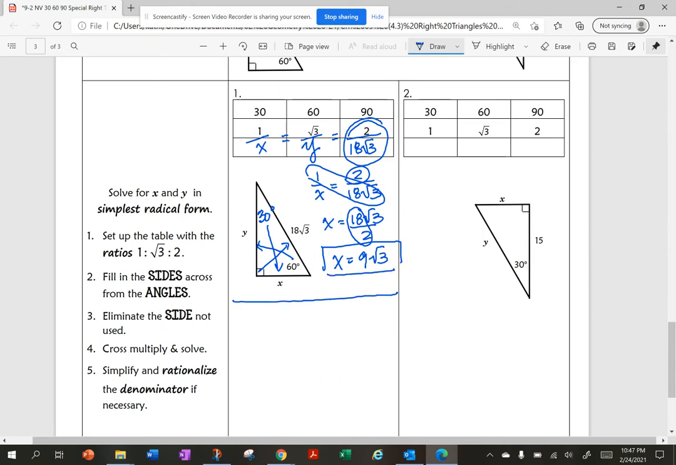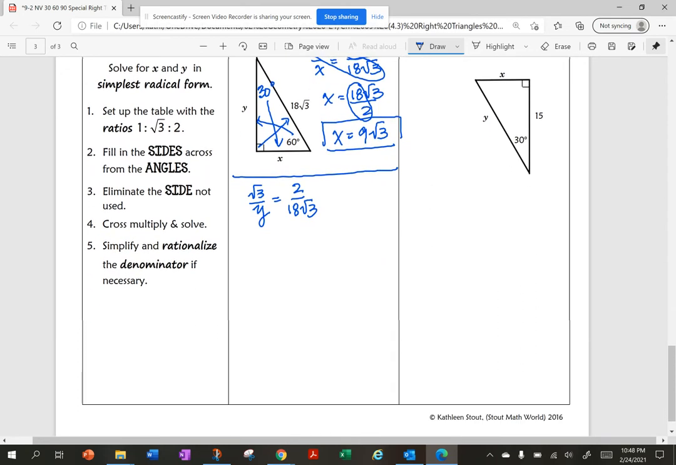And then for my second fraction, I still am going to use the same piece of information I have. So I'm going to say the square root of 3 over y equals 2 divided by 18 times the square root of 3. All right, so solving for y, I get y equals 18 times the square root of 3 times the square root of 3 divided by 2. So I know that square root of 3 times the square root of 3 is 3. And 18 divided by 2 is 9. So I have 9 times 3. So I get y equals 27.